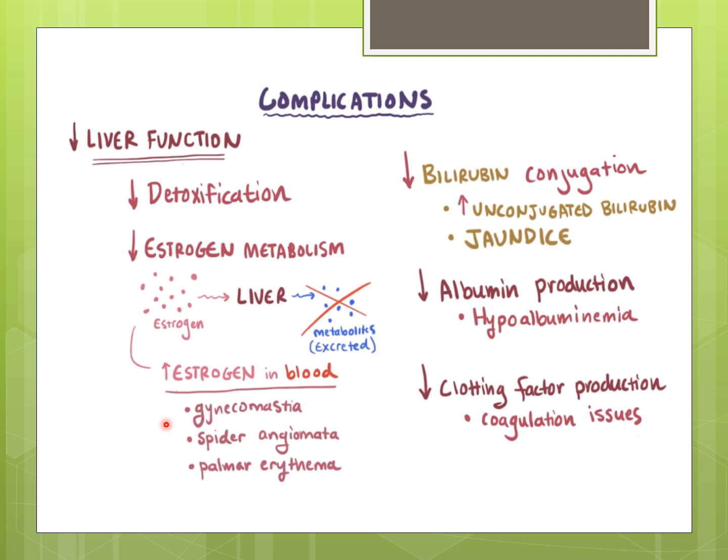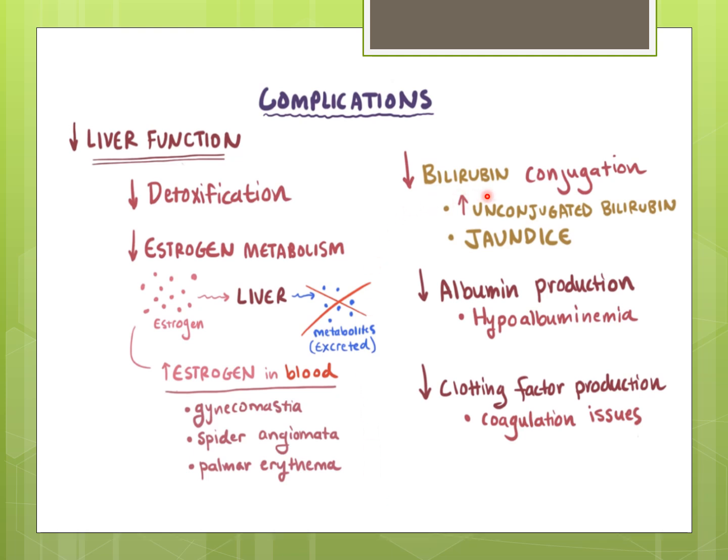Gynecomastia means increase in the size of the breast in males. The males develop breasts because of the increase in the estrogen in the circulation. So that's called gynecomastia. The others are spider nevi, spider angiomata, and palmar erythema. These are also features of excessive estrogen in the blood. You remember them in case you get an MEQ on it.